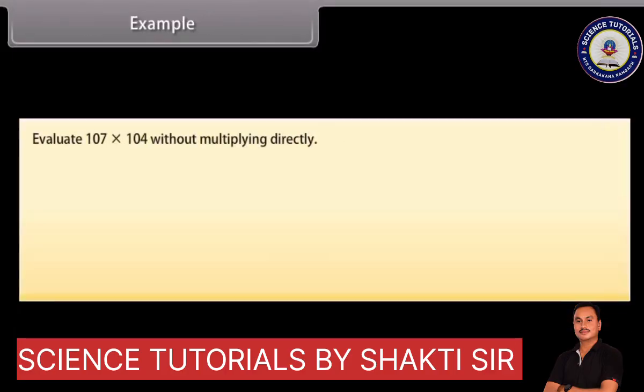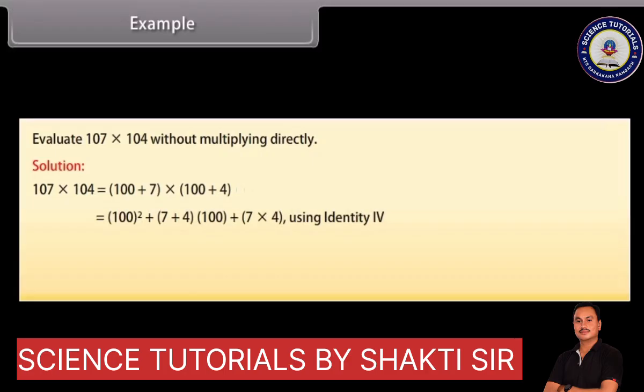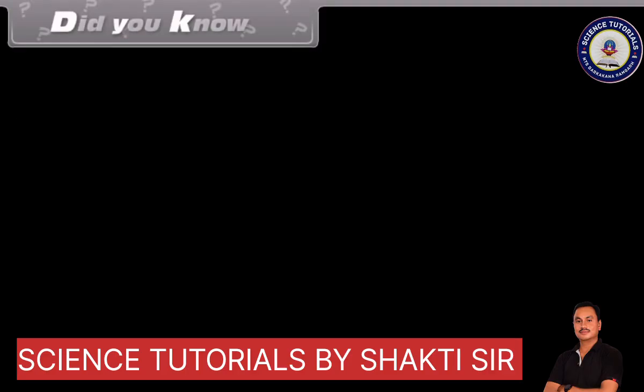Example. Evaluate 107 × 104 without multiplying directly. Solution. 107 × 104 = (100 + 7)(100 + 4) = 100^2 + (7 + 4) × 100 + 7 × 4, using identity 4, which equals 10,000 + 1,100 + 28, which is equal to 11,128.